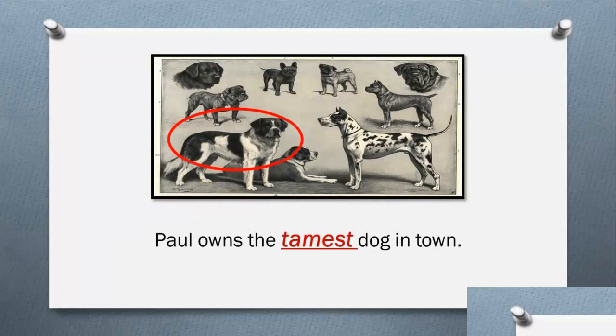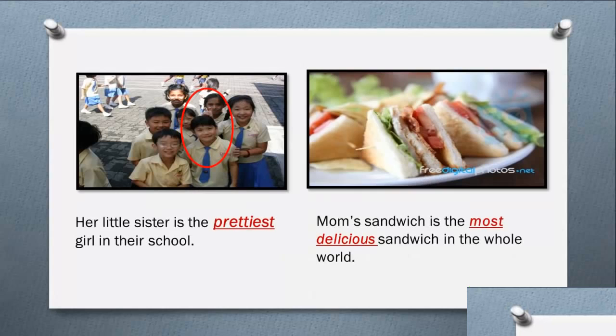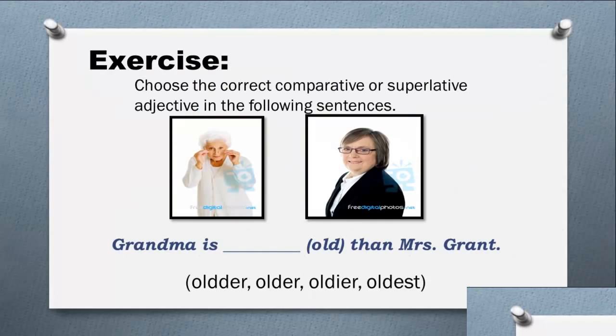Paul owns the tamest dog in town. Her little sister is the prettiest girl in their school. Mom's sandwich is the most delicious sandwich in the whole world. In these sentences, you don't talk about 2 things anymore. You already talk about one thing which is part of a whole. Let's go now to our exercise.